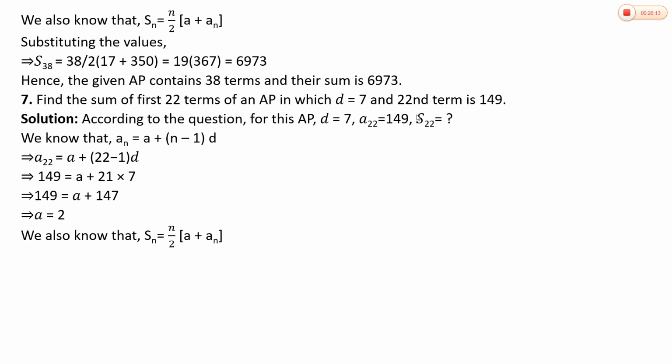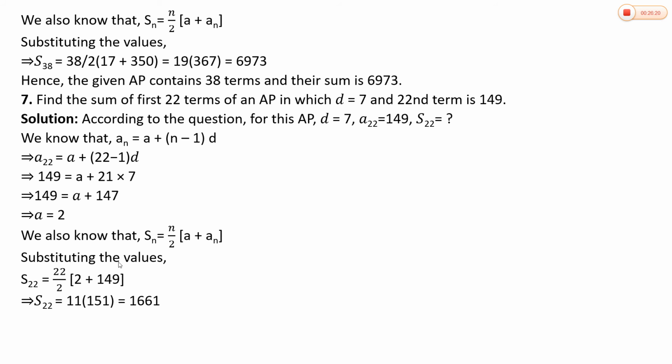Now find S22 by using the Sn formula. Sn is equal to n by 2 into A plus An. Substituting the values, S22 is equal to n is 22 here, so 22 by 2 into first term you got as 2 plus 149 is the 22nd term. So if you simplify this, you will get the sum of first 22 terms as 1661. Therefore, the sum of first 22 terms of the given AP is 1661.